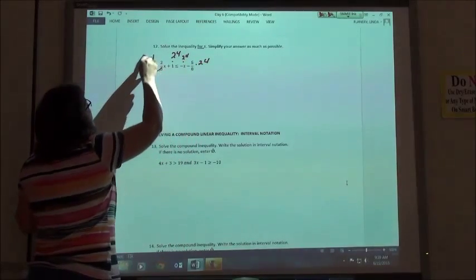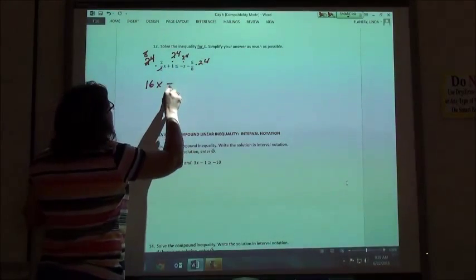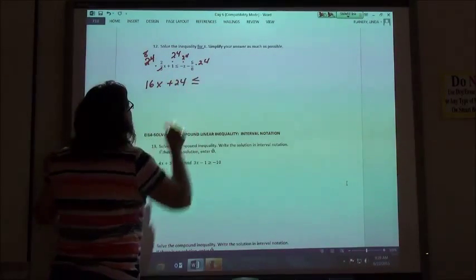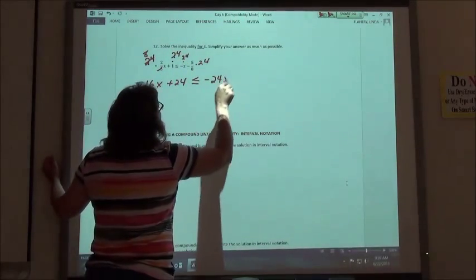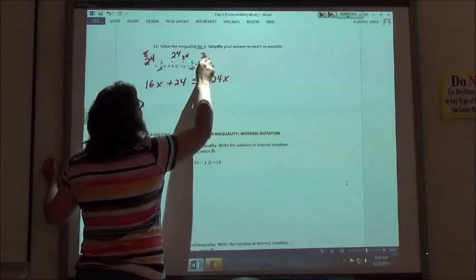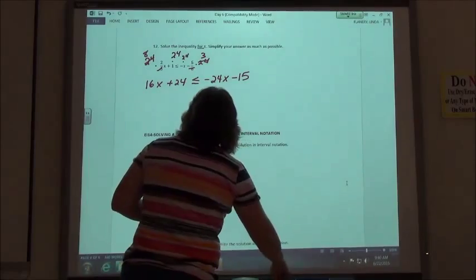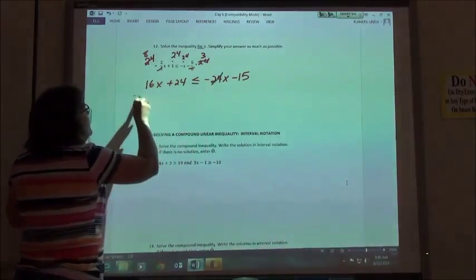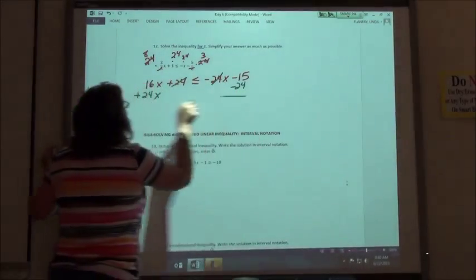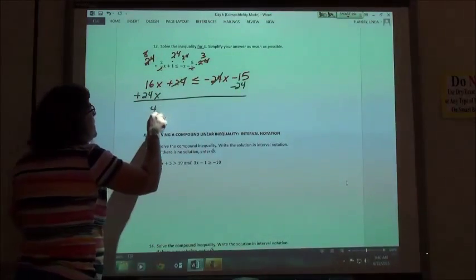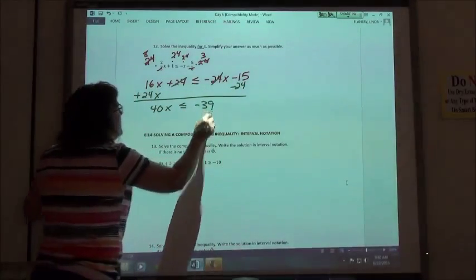3 goes into 24. 8 times 2x would be 16x. 1 times 24 is 24. It's less than or equal to 24 times a negative x would be negative 24x, and 8 goes into 24, 3 times negative 5 is minus 15. So, again, I'm going to add my 24x and subtract my 24. So, 40x is less than or equal to negative 39.